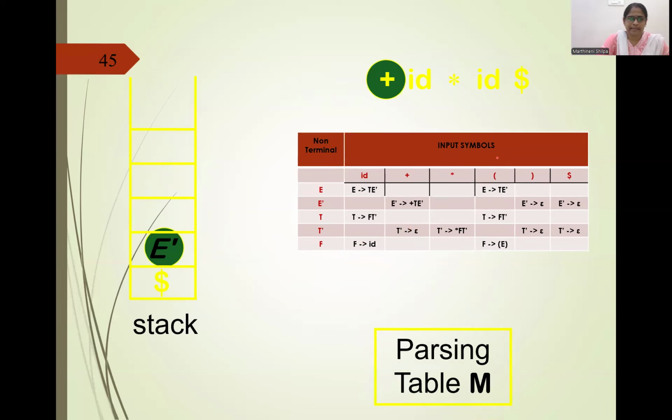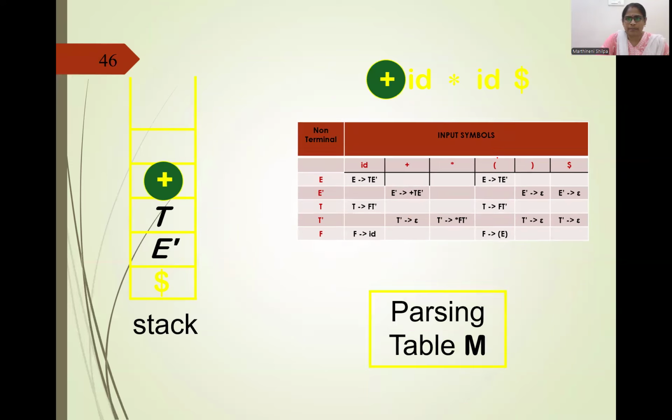Next one is E dash. The top of stack element is E dash and the current input symbol is plus. So check the parse table for the row E dash and column plus. There is a production E dash deriving plus T E dash. Now this right hand side of the production will be stored in the stack by removing the top of stack element, and that is E dash T and plus.